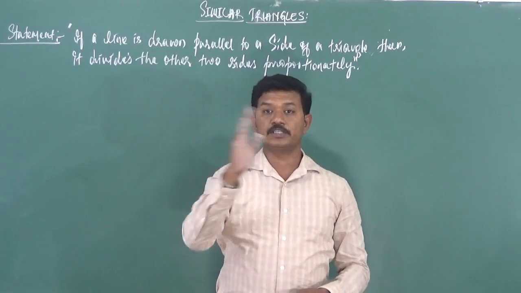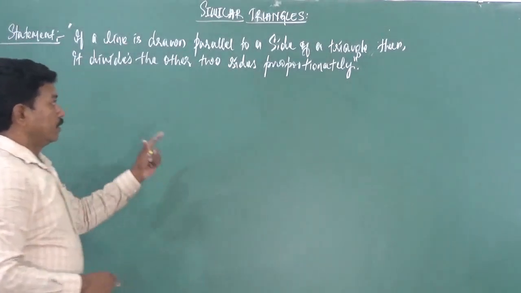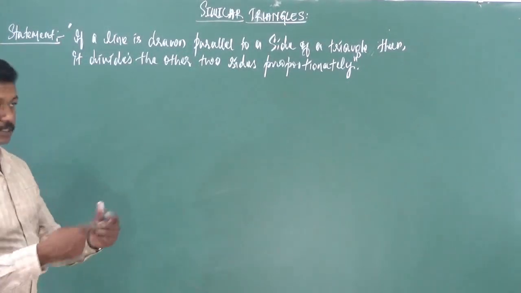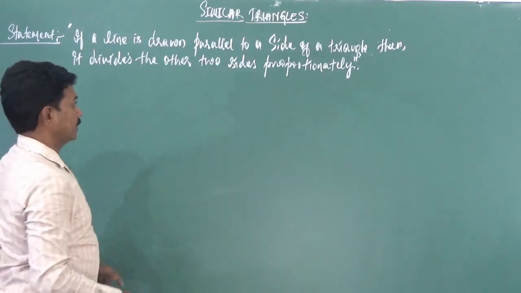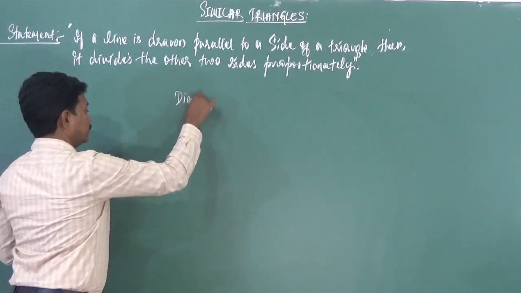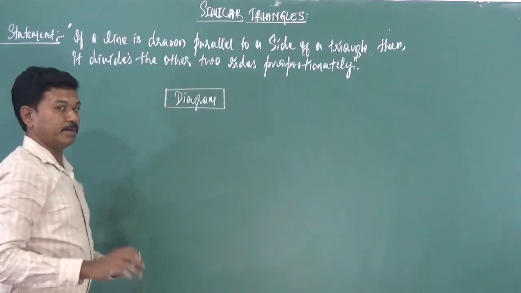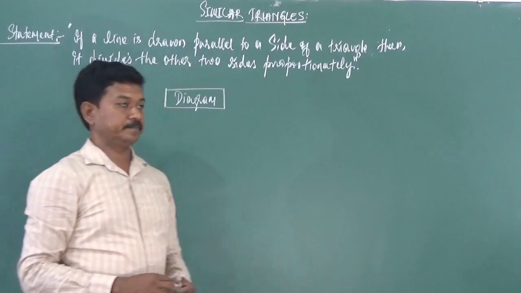It divides the other two sides in the same ratio. Okay. Now, I will tell you the algorithm, the steps to be followed. If a line is drawn parallel to a side of a triangle, that is the hypothesis part of the statement. Using the hypothesis part, you have to draw the diagram by yourself. You have to draw your own diagram.